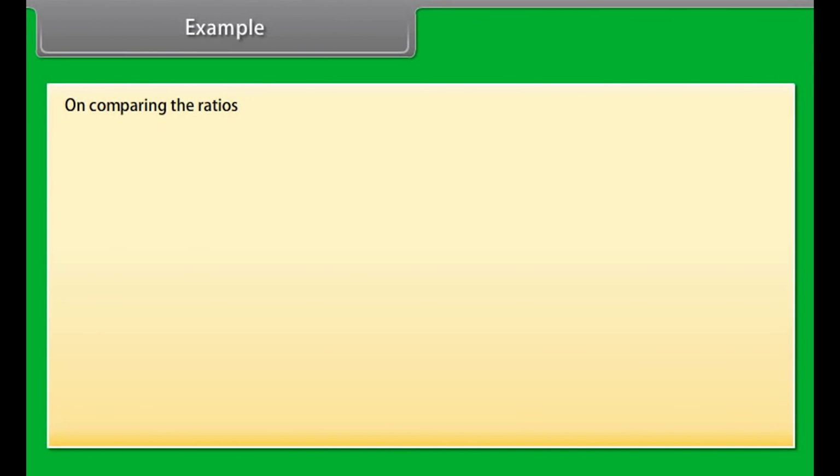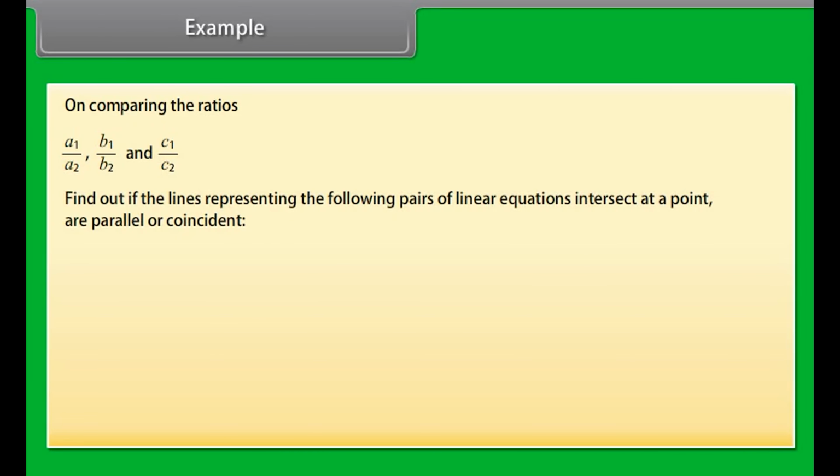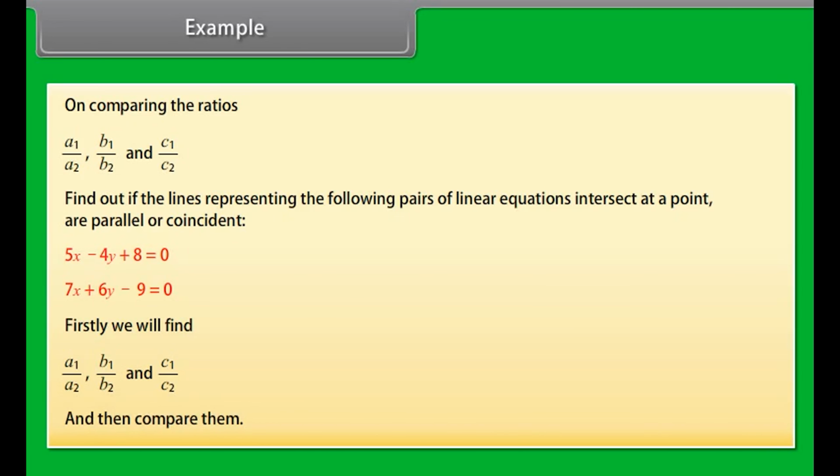Example. On comparing the ratios a1/a2, b1/b2 and c1/c2, find out if the lines representing the following pairs of linear equations intersect at a point, are parallel or coincident. 5x minus 4y plus 8 = 0, 7x plus 6y minus 9 = 0. Firstly, we will find a1/a2, b1/b2 and c1/c2 and then compare them.